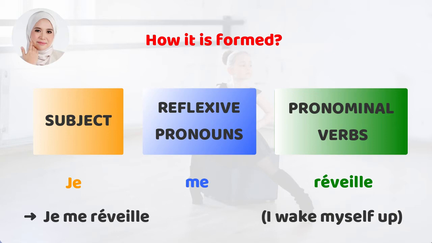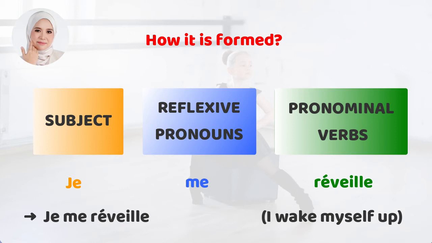Now we know the meaning and the types of verb pronominal. We are going to look at how these verb pronominal are formed or constructed. In the chart here, we can see how these verbs are formed. We have 3 parts here: subject, reflexive pronouns, and pronominal verbs. Here the subject is je, the reflexive pronoun is me, and réveil is the verb. So je me réveille means I wake myself up, or simply I wake up.